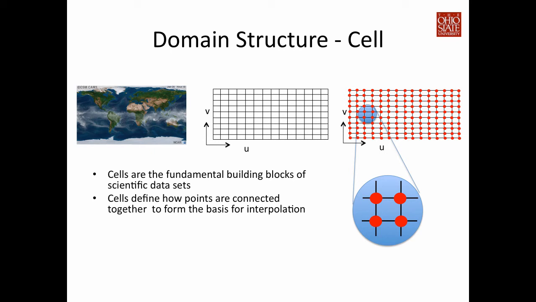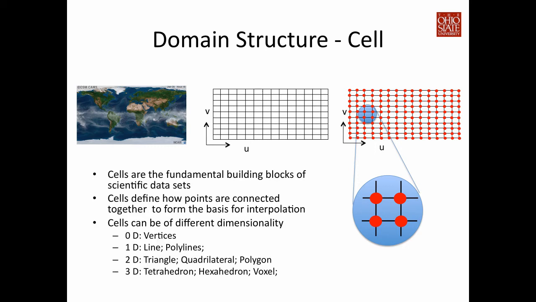Depending on the underlying simulation, cells can have different dimensionality. For example, if the sample points are not connected to each other at all, the dimensionality of the cell is simply 0. And we can call those points vertices. If the sample points are connected by lines, then the dimensionality of the cell is 1. Then we can have two-dimensional cells as triangles, quadrilaterals, polygons, and for three-dimensional cells, we can have a tetrahedron, voxels, hexahedron, etc.